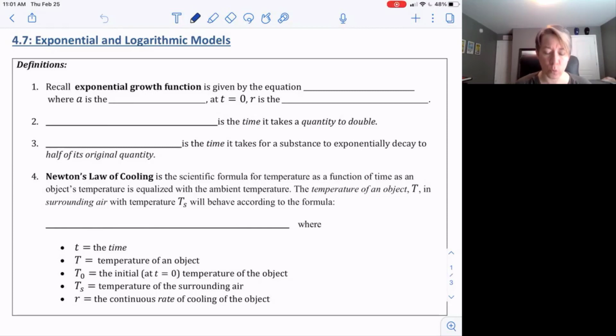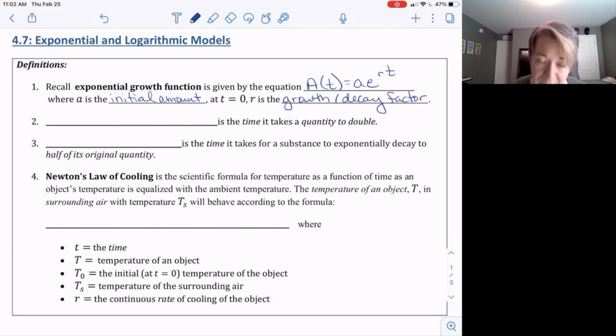Recall the exponential growth function is given by the equation capital A of t equals little a times e to the rt, where a is still the initial amount when your time is 0, and r is the growth or decay factor. And remember, if they tell us that it is continuous growth or decay, that's when we use the e.